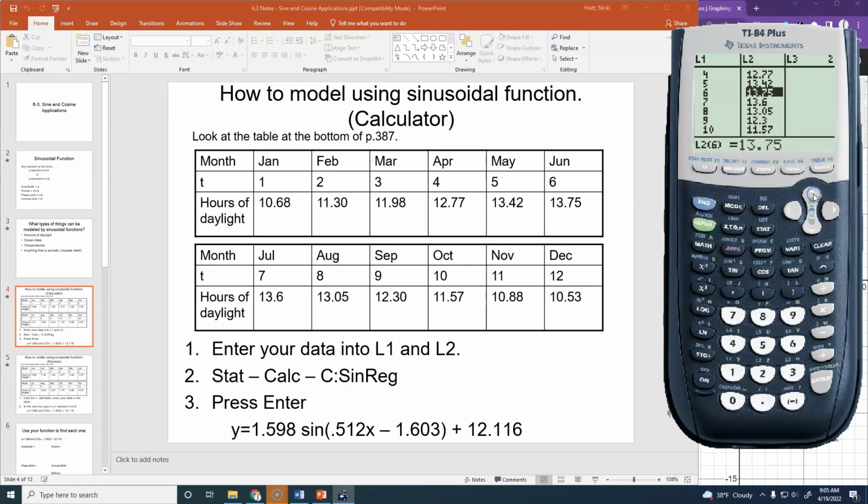But if you have stuff in there that needs to be cleared out, go up to the L2, make sure you hit clear and then enter. Don't hit delete or it'll get rid of your L1 and L2 altogether. So you want to enter your data here. Let me make sure I didn't enter anything incorrectly.